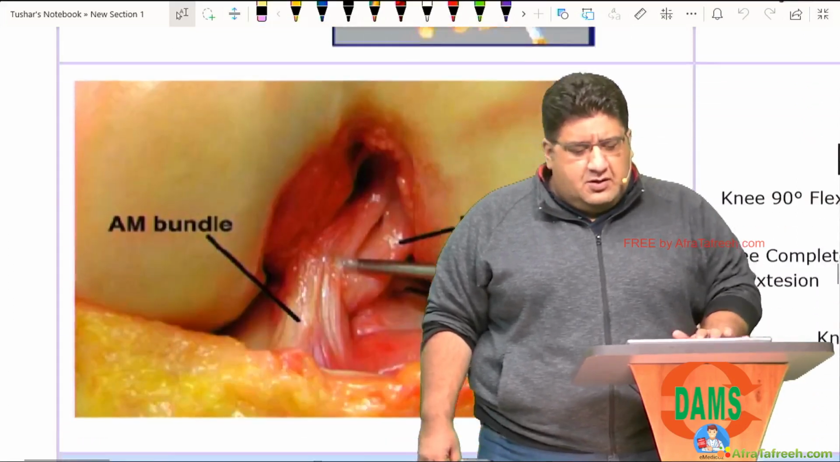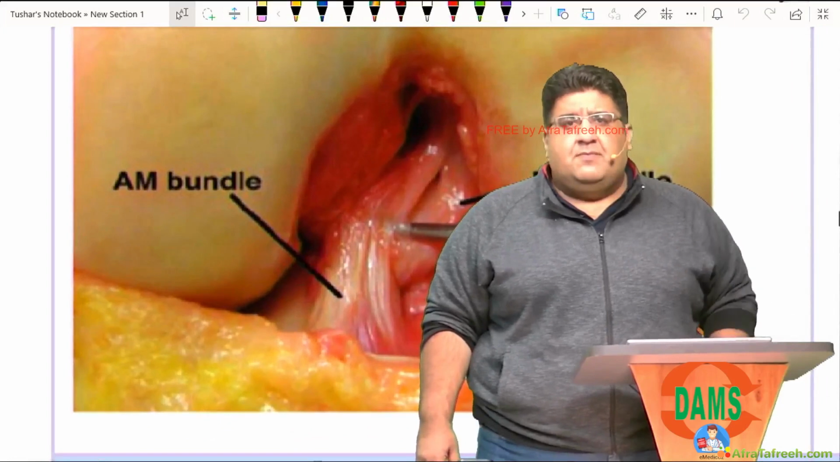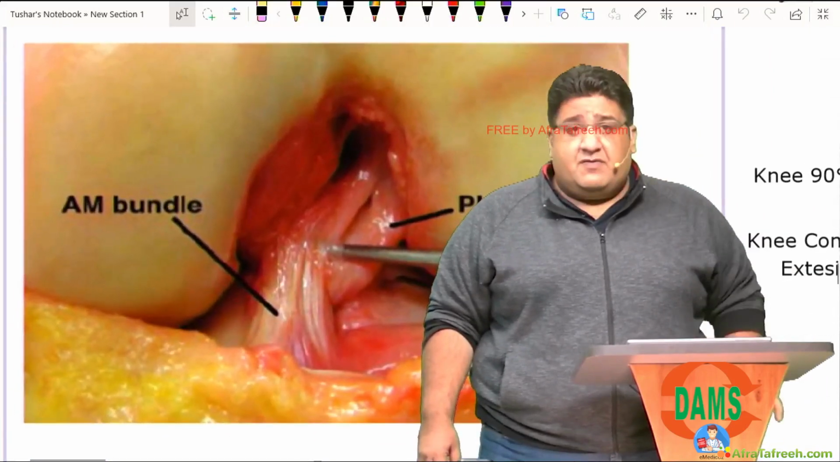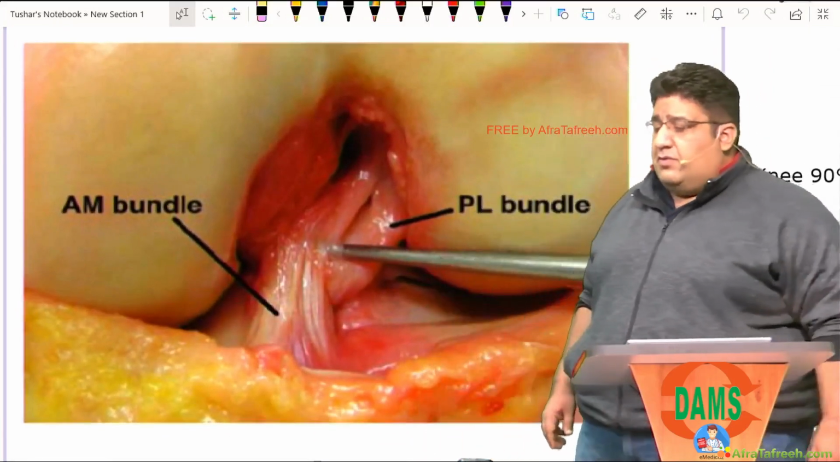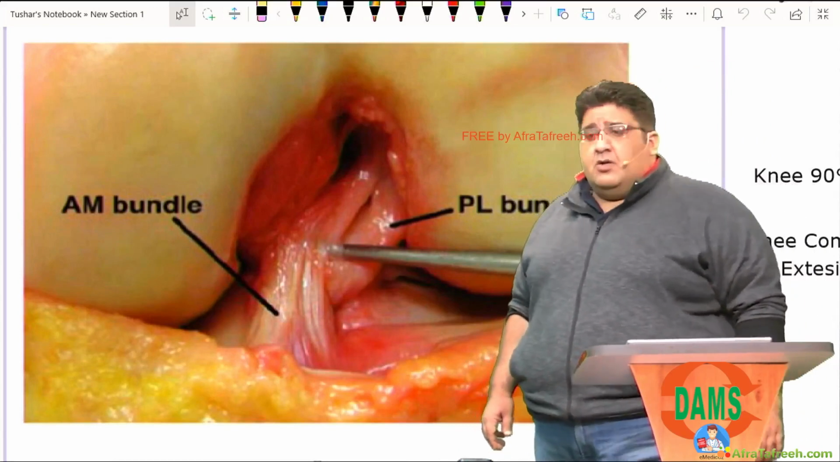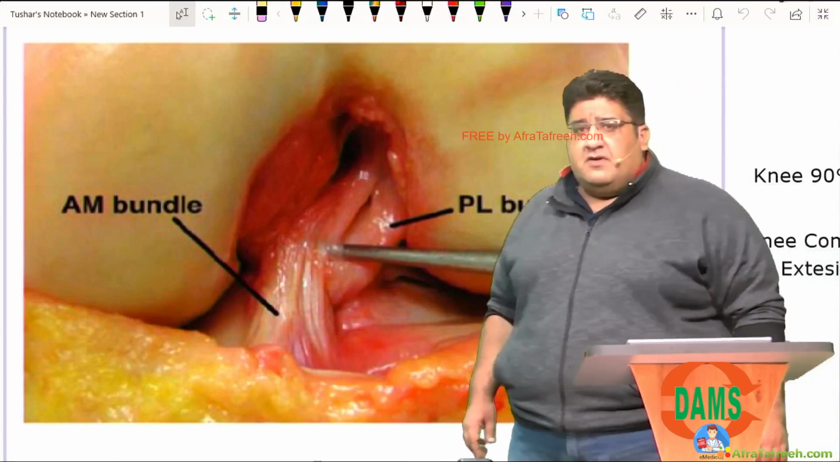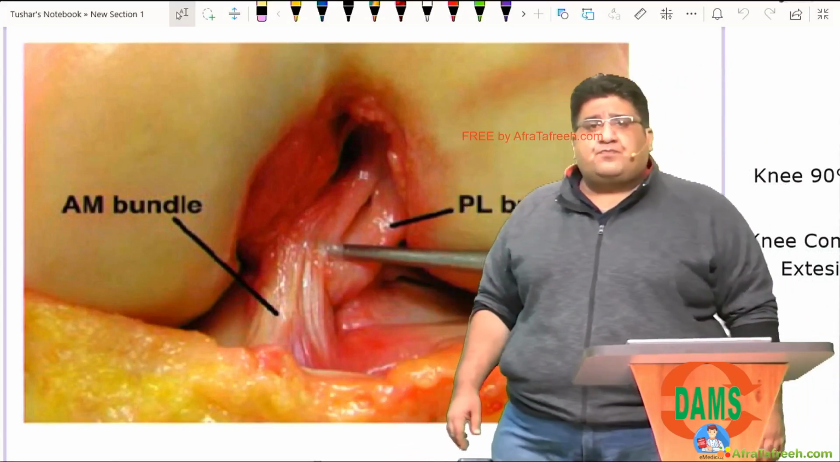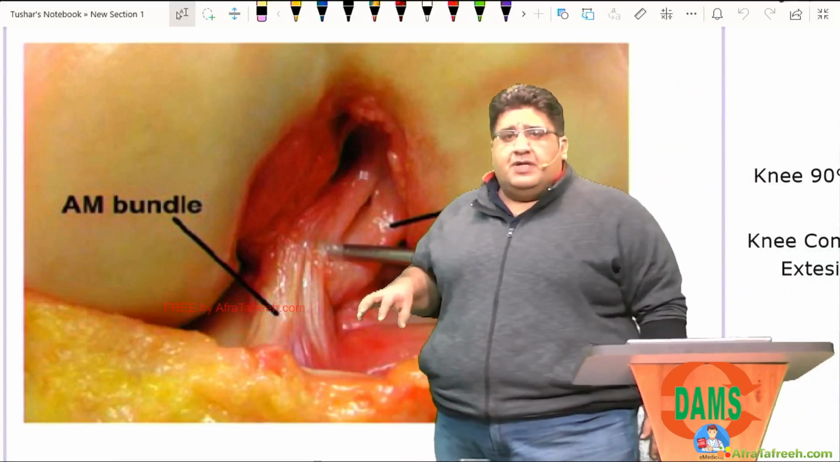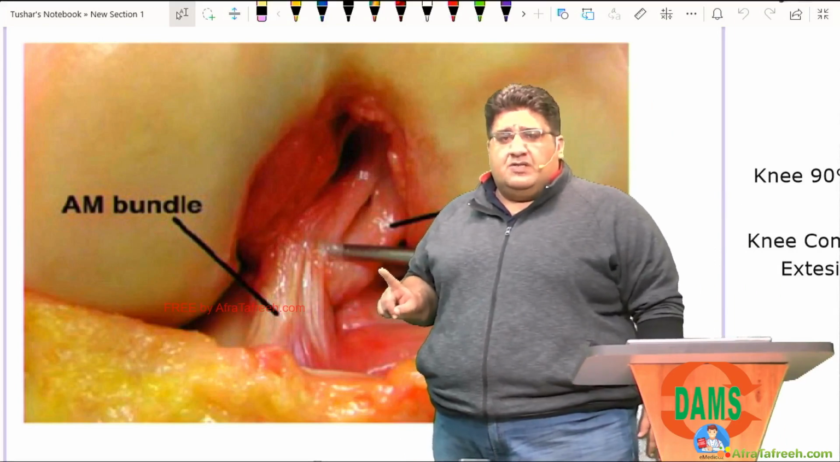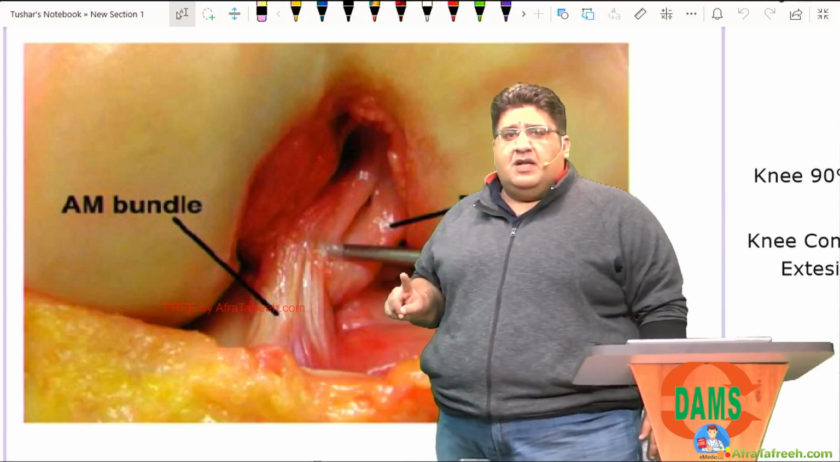He said, "Tushar, from today, remember one thing, buddy." I want all of you to be very attentive right now. He said the anterior cruciate ligament is not a single simple ligament, it is a ligament that further contains two bundles.